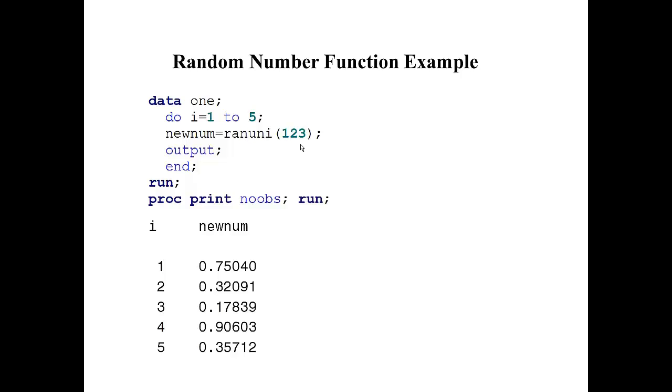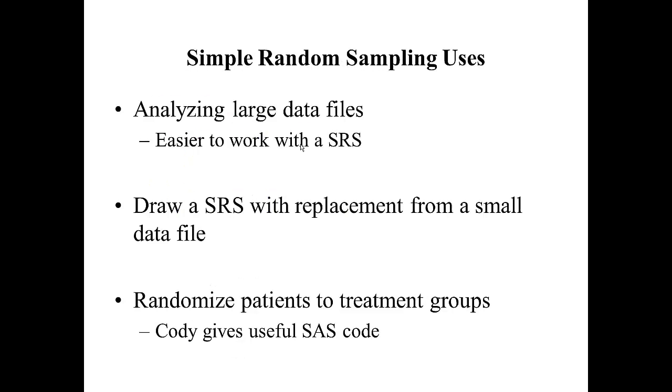The random number function can be used in programs to generate random samples from your data. And we are going to look at how we can use the random number function to generate random samples in the SAS demonstration video. There will be occasions when you want to make use of simple random sampling in your research. First of all, if you're analyzing a very large data file, it's easier to work with a simple random sample than with the large data file. It doesn't take up as much computation time.